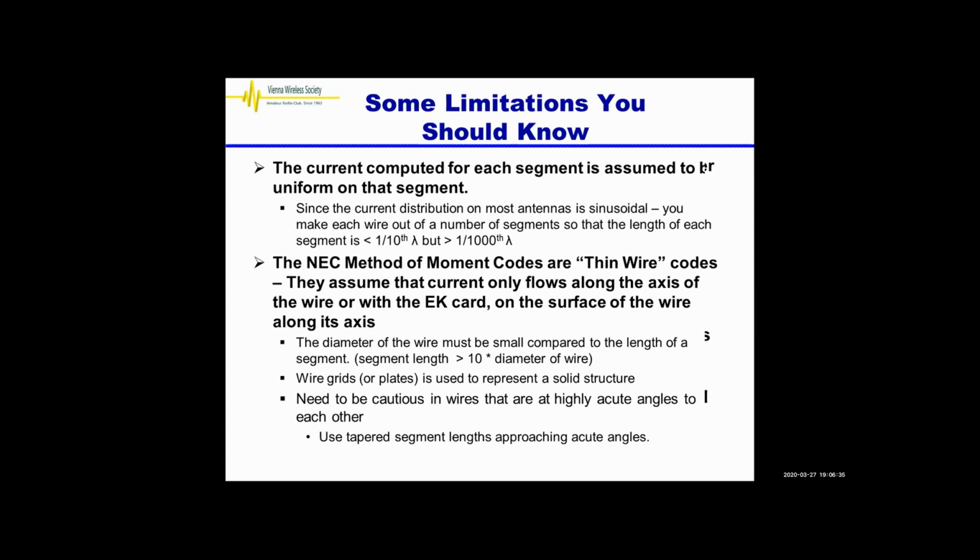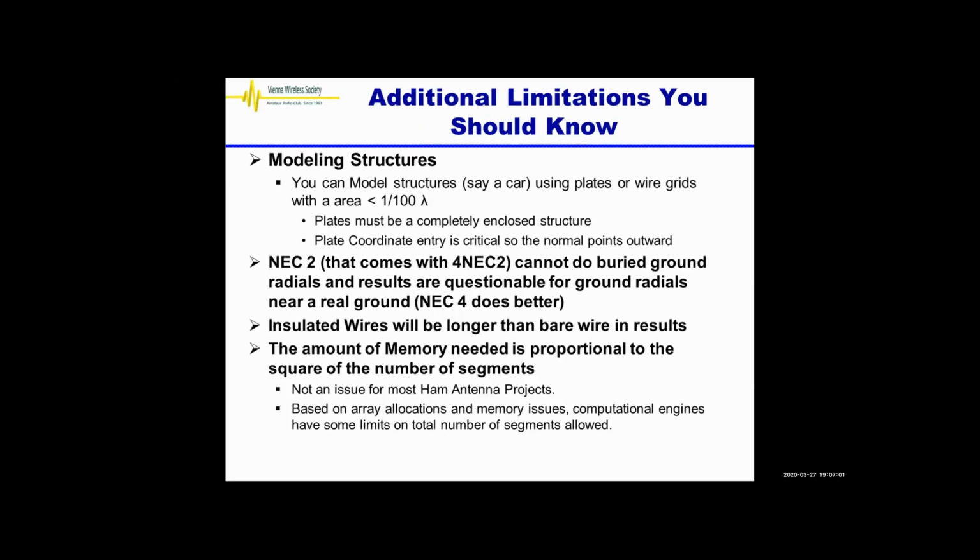Another problem with NEC is you need to be careful about wires at highly acute angles to one another, because the current solution has singularities and breaks down. So what we typically do, if you have a really acute angle, is taper the segment lengths, make them shorter, perhaps change the diameter a little bit when you're approaching, to make sure that the wires don't overlap with each other. That's just the nature of the beast.